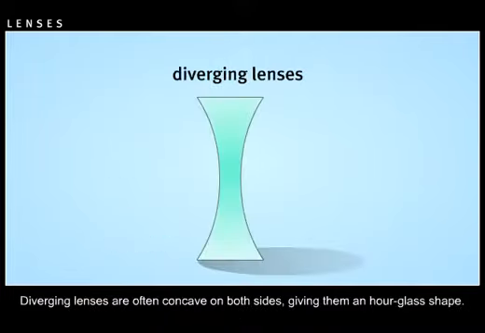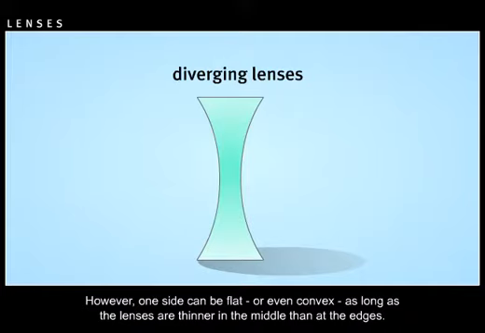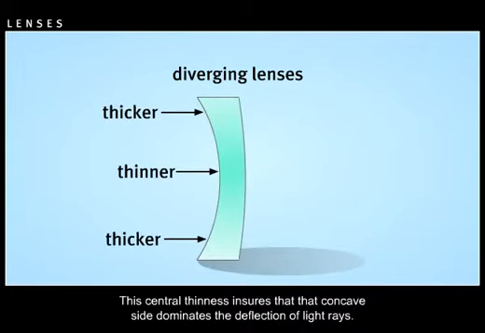Diverging lenses are often concave on both sides, giving them an hourglass shape. However, one side can be flat, or even convex, as long as the lenses are thinner in the middle than at the edges. This central thinness ensures that the concave side dominates the deflection of light rays.